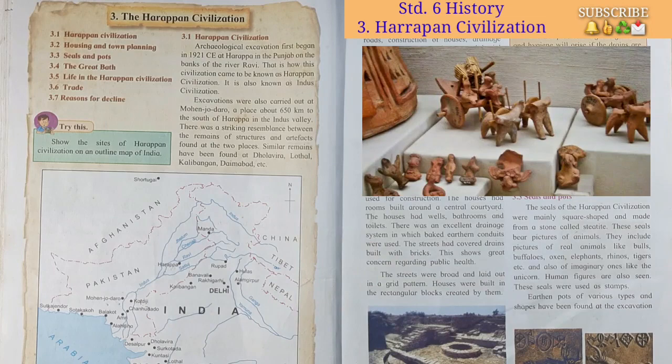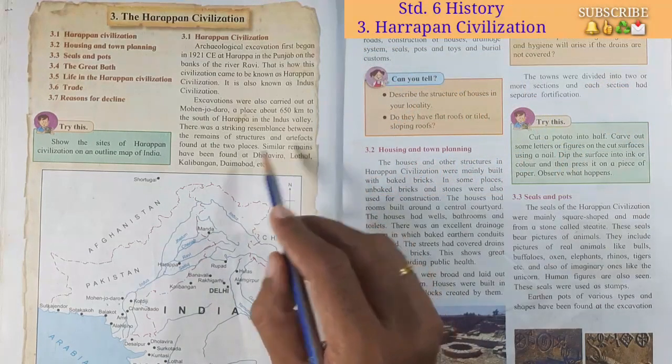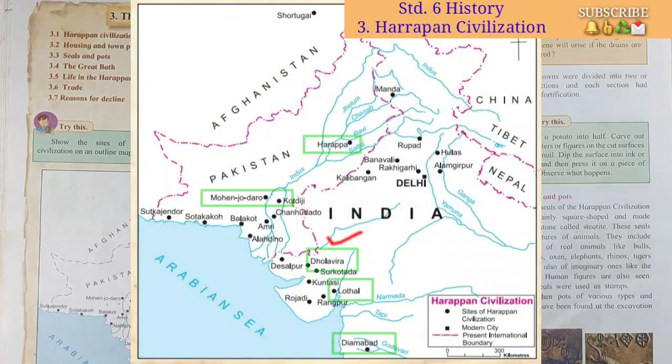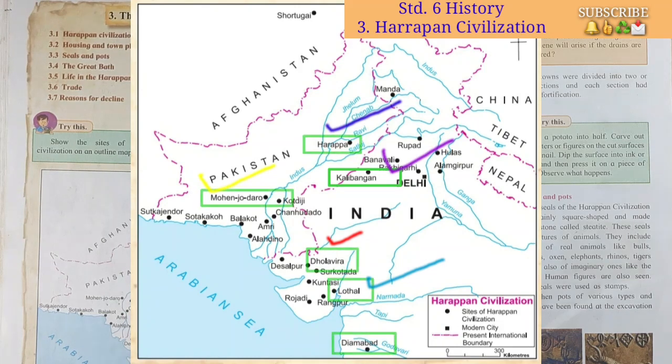found in both the civilizations, as well as similar remains that have been found at Dholavira. See, here is Dholavira, Harappa is here, Mohenjo-daro is here, but we found similar remains in Dholavira, then Lothal is here, then Kalibanga. Where is Kalibanga? Here in Rajasthan, Kalibanga is there. Kalibanga is a place in the Rajasthan state.